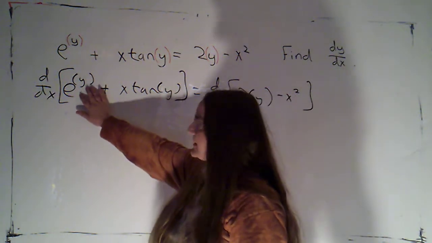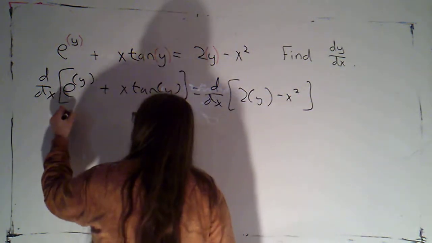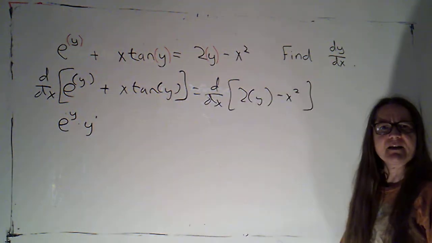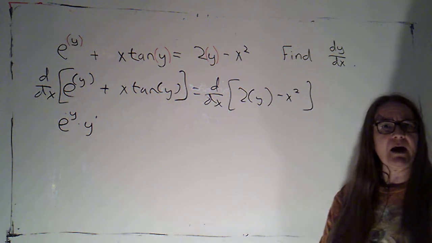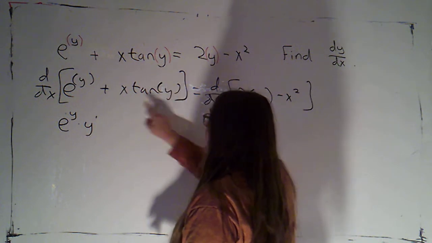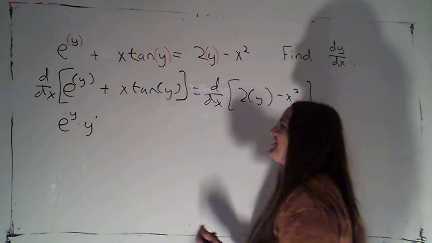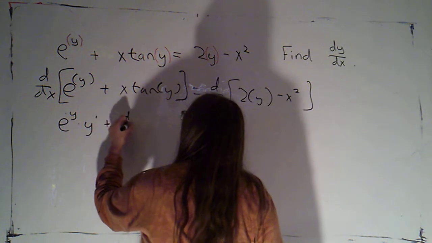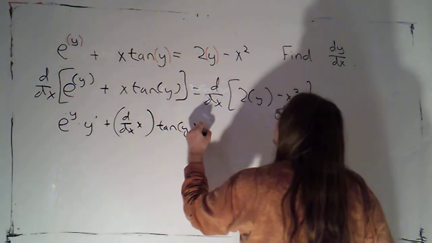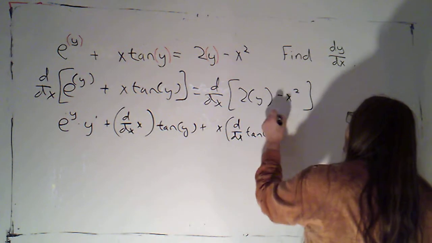All right, here, this is a function composition with y as the inside part. The derivative of e to the something is e to the something times the derivative of that inside part. I'm going to choose to write that as y prime just because it takes less time to write than dy by dx. You're welcome to write it either way. Here, this is a product. X is being multiplied by tangent of y, and tangent of y is, of course, a function composition. So here I'm going to be using product rule. So we'll have the derivative of x times tangent of y plus x times the derivative of tangent of y.